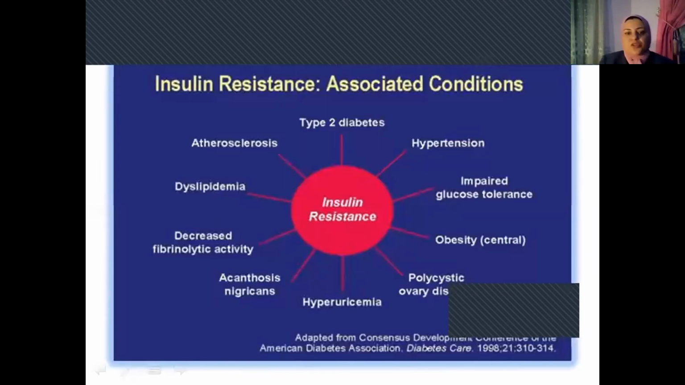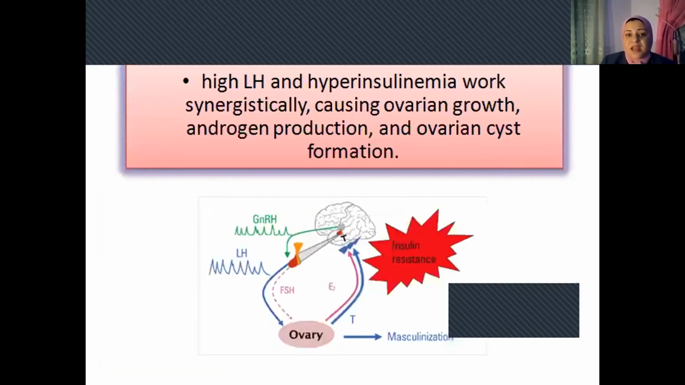Insulin resistance associated conditions are type 2 diabetes, hypertension, atherosclerosis, dyslipidemia, impaired glucose tolerance, obesity, PCO, hyperuricemia, acanthosis nigricans, and others. High LH and hyperinsulinemia work synergistically, causing ovarian growth, androgen production, and ovarian cyst formation. That's how the PCO is formed.